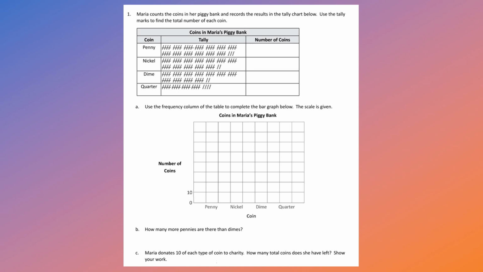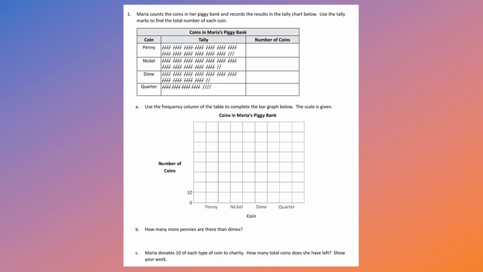Just a reminder before we start, make sure you try to complete your homework on your own. Then watch the video to check your work. Now, let's get started with number 1. Number 1 says Maria counts the coins in her piggy bank and records the results in the tally chart below. Use the tally marks to find the total number of each coin.